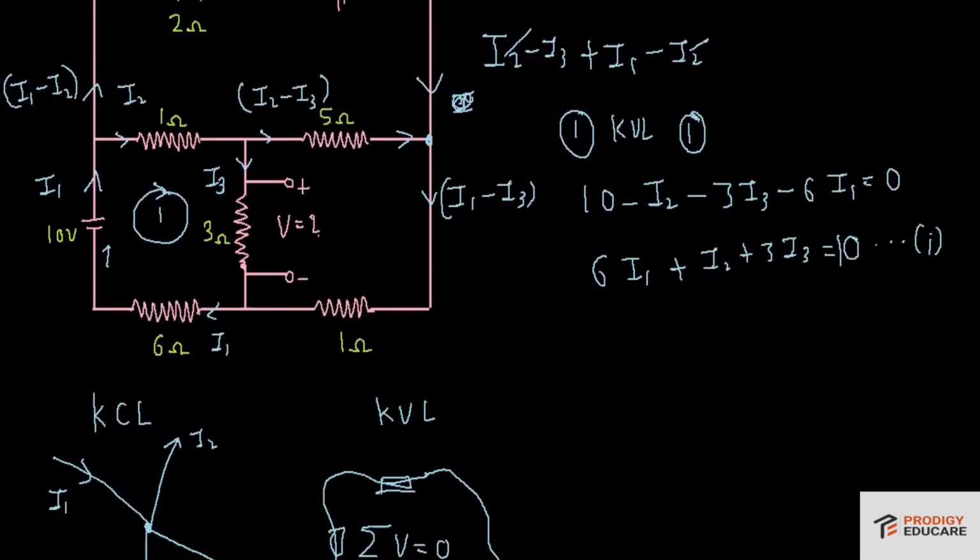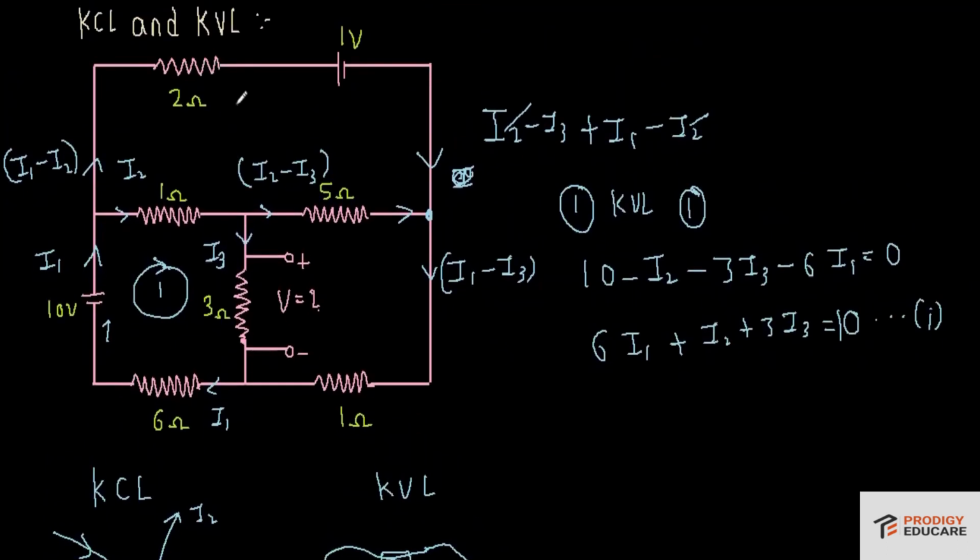Similarly, if I apply KVL in this loop, I'll just simply write here the second loop and I'll mark the arrow showing that I'm going in the clockwise direction. Again, I'll be applying KVL in the second loop. So here I have this I1 minus I2 current flowing. Now again, the direction of current is this and I'm going in this direction, so there is a potential drop. So I'll write minus resistor times current, so minus 2 times the current, which is I1 minus I2.